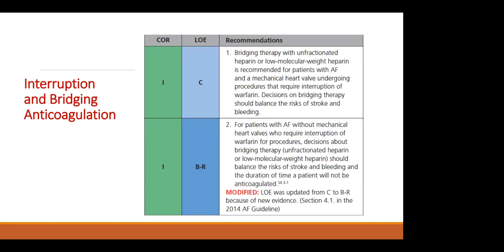bridging with heparin, because he has a high risk of thrombosis and thromboembolism, so he should be bridged with unfractionated heparin. But if a patient with atrial fibrillation does not have a mechanical heart valve, meaning non-valvular atrial fibrillation, the decision here is mainly related to assessing and balancing the risk of stroke, the risk of bleeding, and the duration of time that the patient will not be anticoagulated, and here you can individualize your decision.